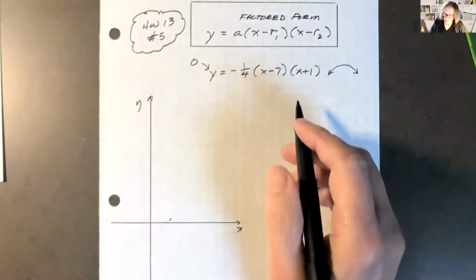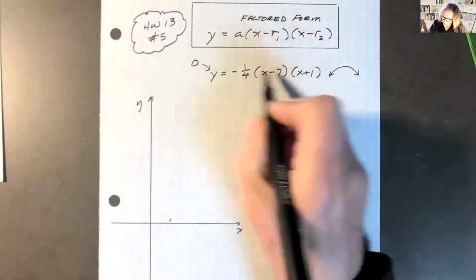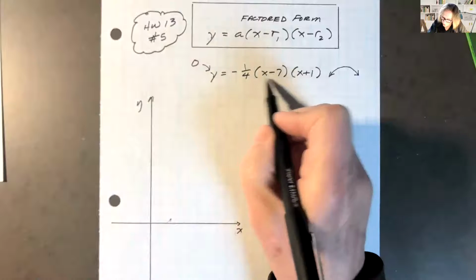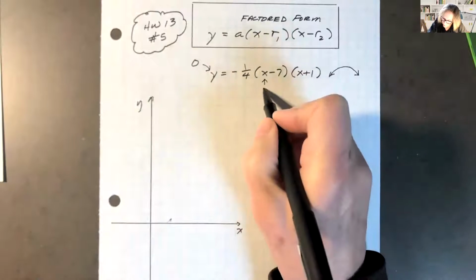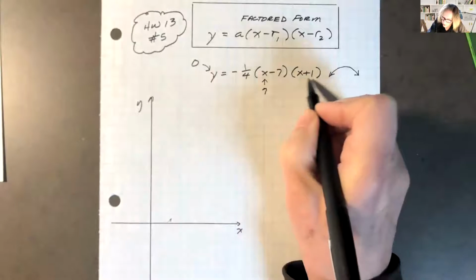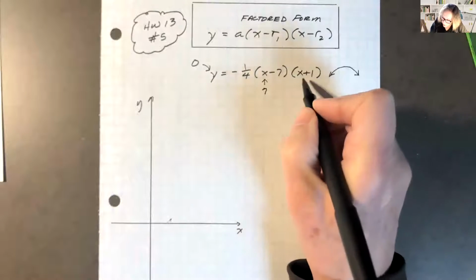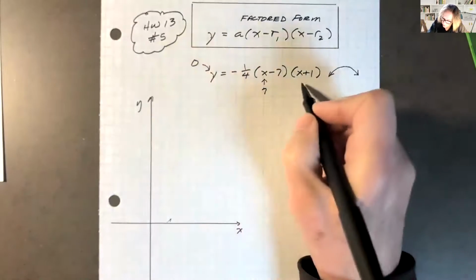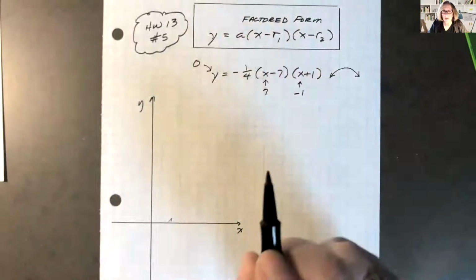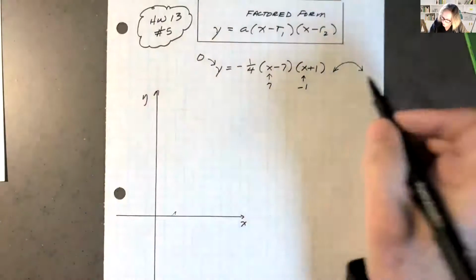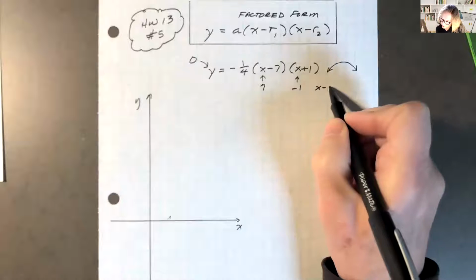So to find the factors, I find if the equation is equal to 0, what value of x makes this factor equal to 0? And that would, of course, be a positive 7. And what value of x makes this factor equal to 0? Therefore, the whole thing would be equal to 0. And that is a negative 1. So say that positive 7 and negative 1 are our x-intercepts.